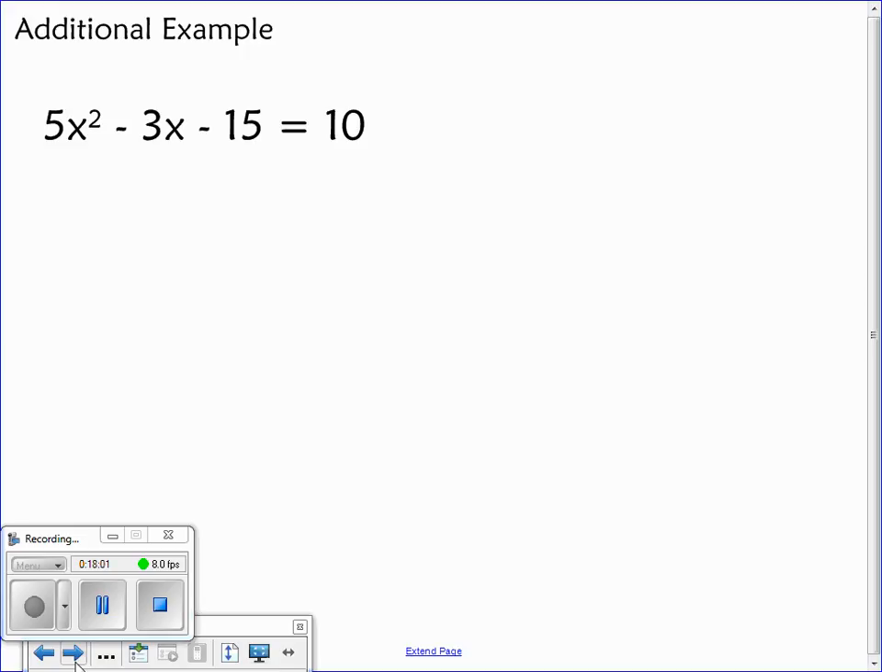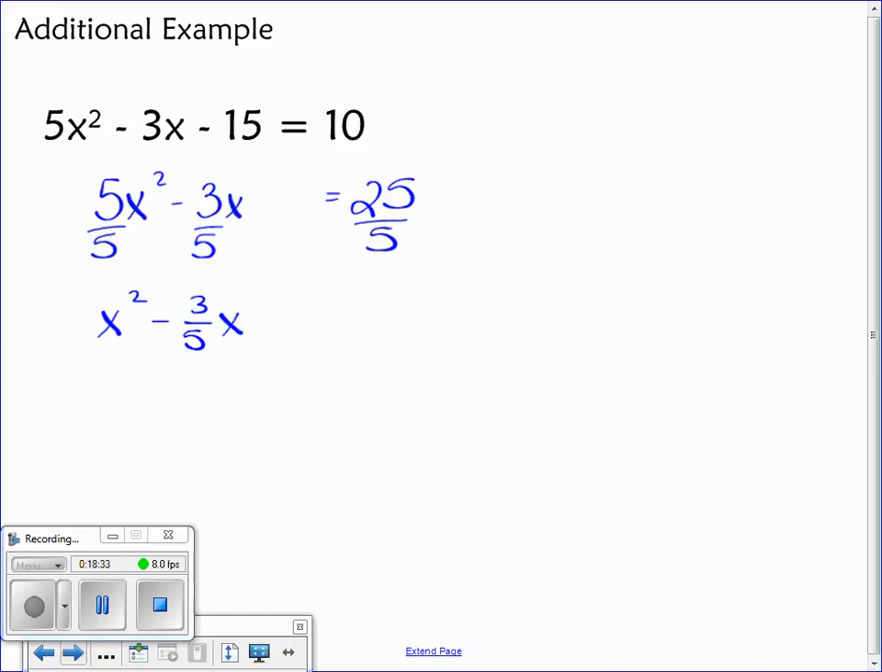All right, so let's go through it step by step and see where it gets a little weird. What's your first step? Good. We're going to add the 15. So 5x squared minus 3x equals, add the 15, we get 25. Okay? Then what? Divide by 5. So x squared, your b value is 3 over 5x equals 5. And we've dealt with fractions, but why is this b value weird?